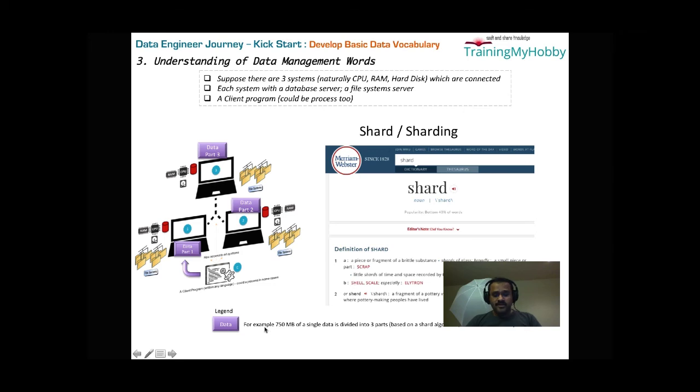So for example, 750 MB of single data is divided into 3 parts based on a shard algorithm. You develop an algorithm and store the parts on each system. That is called shard or sharding. I hope you got it.